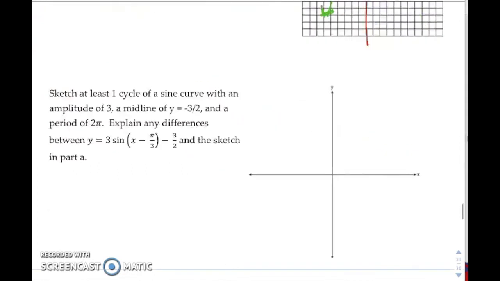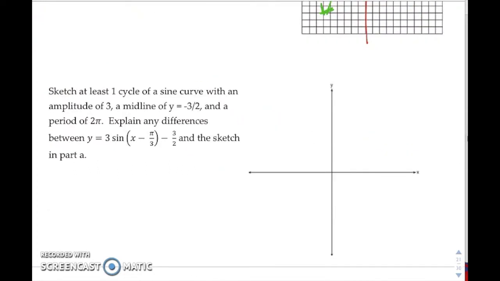All right, next one. Sketch at least one cycle of a sine curve with an amplitude of 3, a midline of -3/2, and a period of 2 pi. And then it says explain any differences between y equals 3 sine (x minus pi over 3) minus 3/2 and the sketch in part A.